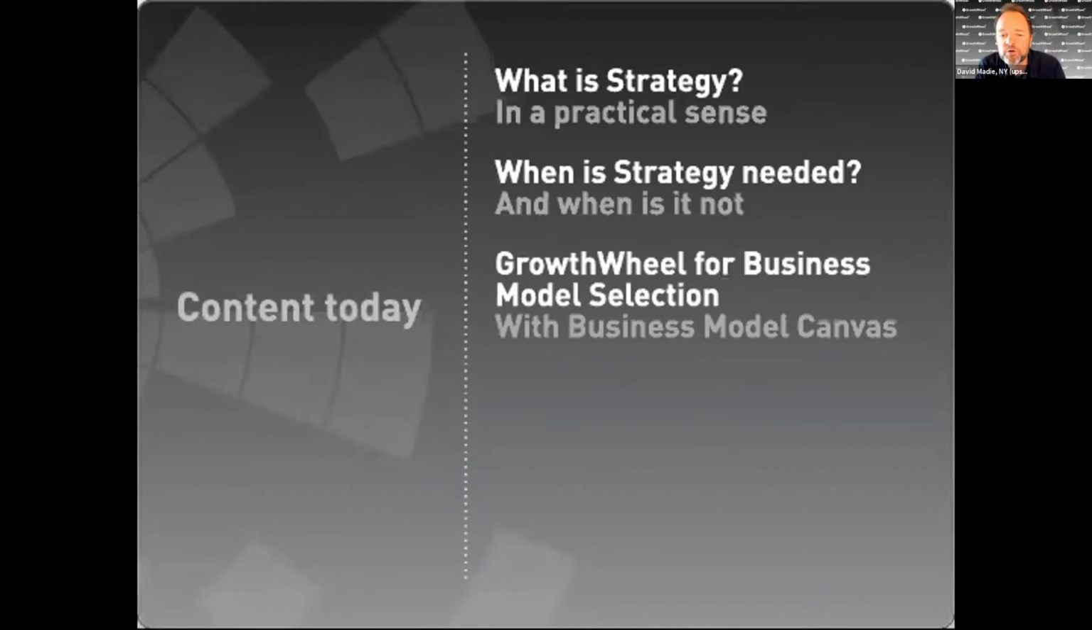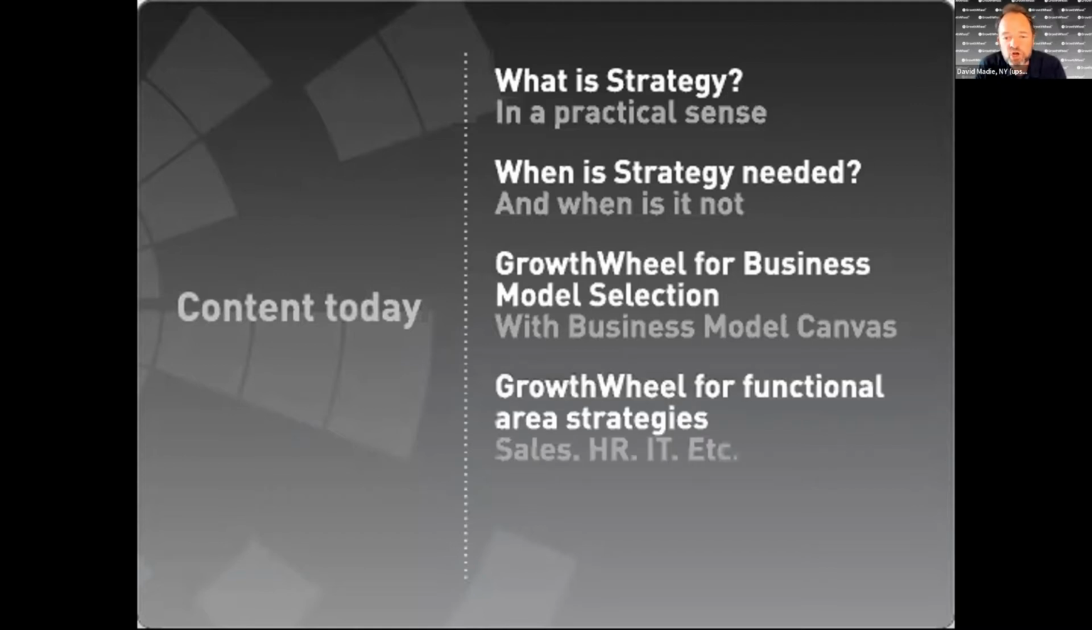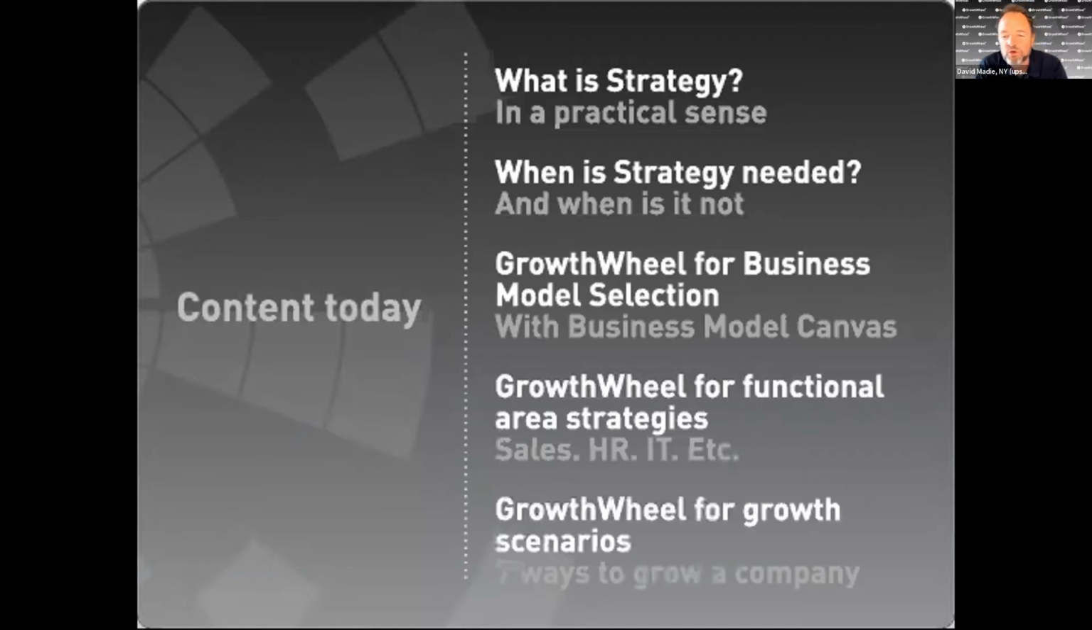We're going to talk a bit about using GrowthWheel for business model selection. So maybe you already use business model canvas to help someone with the strategic choice they have on selecting a business model. Well, we can use GrowthWheel for that as well, or we can use the two together. We're going to talk about GrowthWheel for different focus area strategies. So just a strategy for sales, just a strategy for HR, and we're going to talk about GrowthWheel for different growth scenarios, 7 different ways to grow a company, different strategies, if you like, and how to work with them.